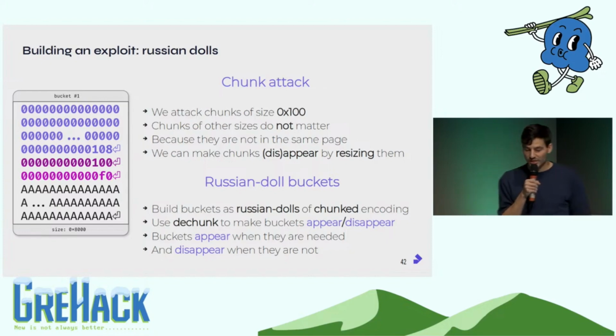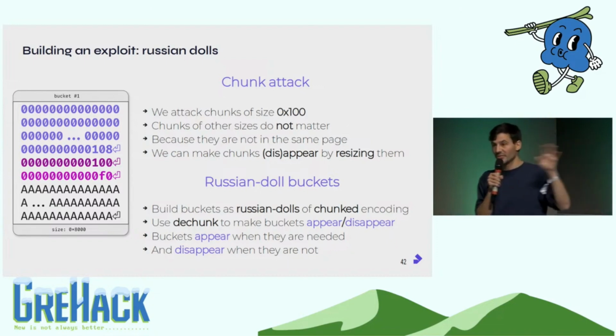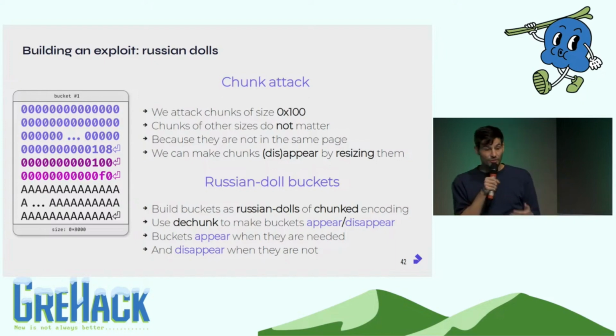A way to do this is to think about only one chunk size and completely ignore the rest. Since the allocator is page-based, if I focus on one chunk size, for instance 100, chunks that are bigger, I'm not going to see in the exploitation because they are allocated somewhere else. And chunks that are smaller, it's the same, they are somewhere else. So if I focus on one chunk size, resizing a chunk is kind of equivalent to allocating or deallocating it. And now I just need a way to resize buckets as the exploitation goes on without interacting with the script. To do so, I built my buckets as Russian dolls of chunked encoding, as you can see on the image on the left.